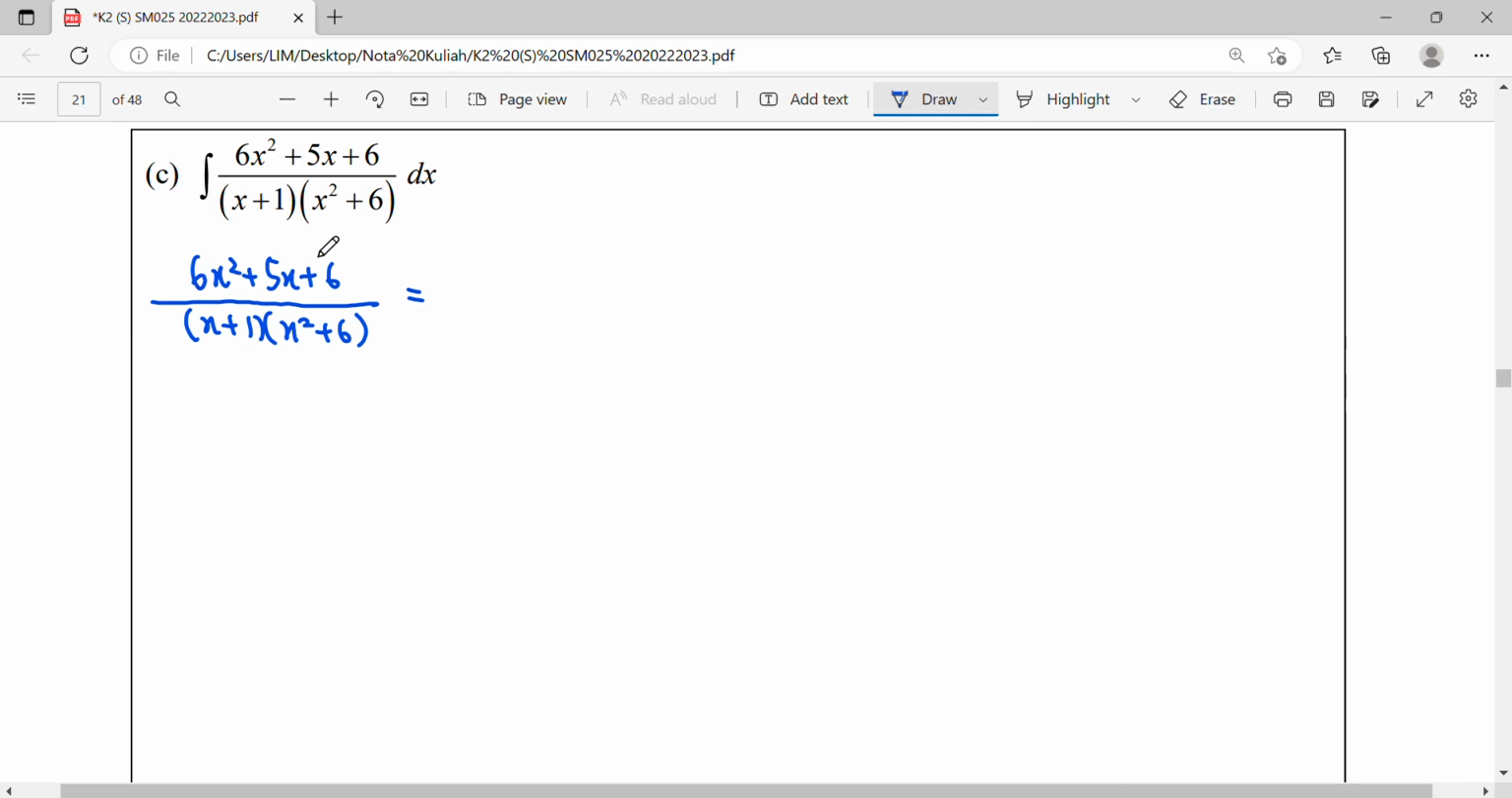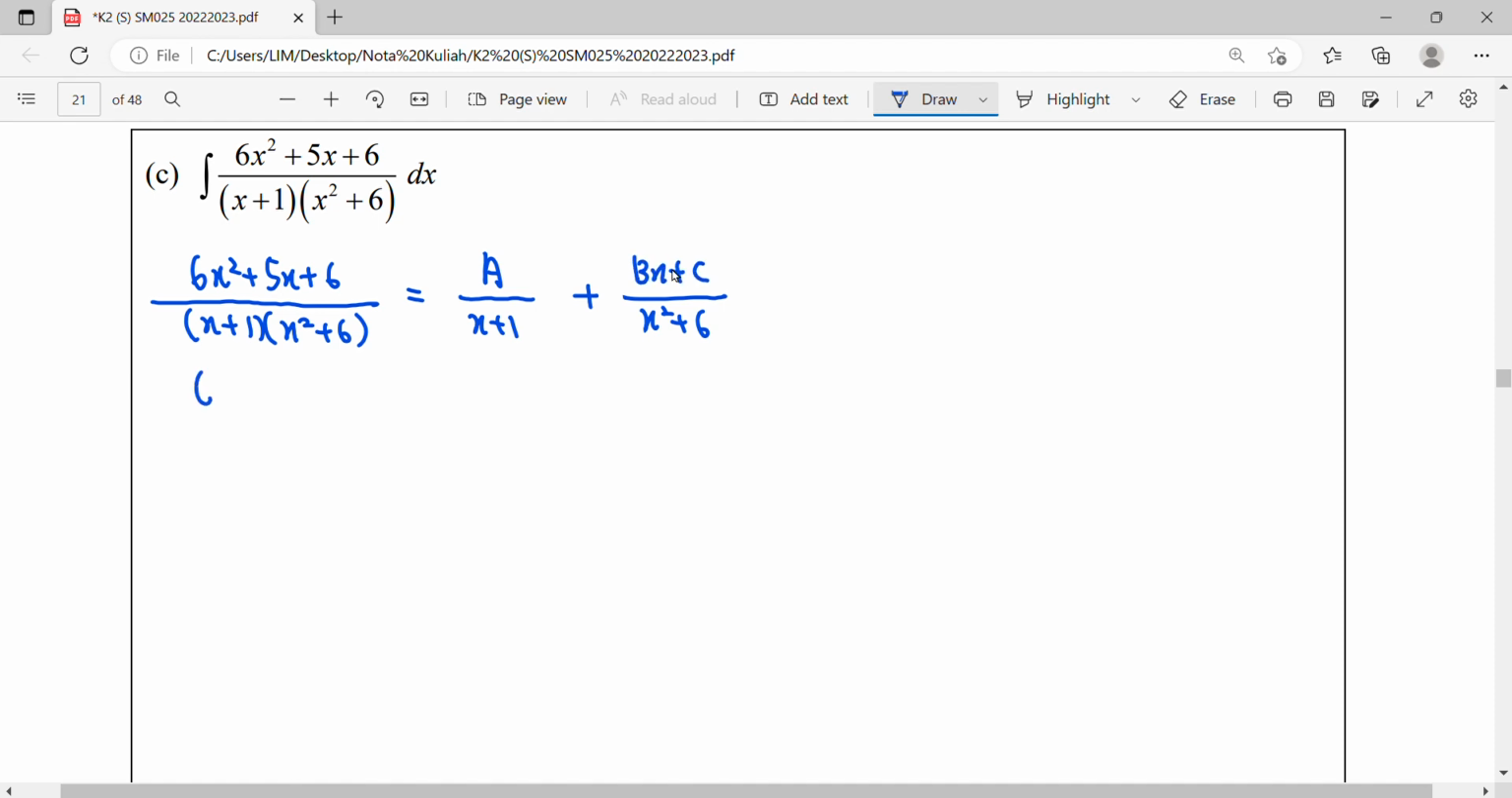To express this fraction into partial fractions, as we can see, this quadratic factor cannot be factorized anymore, so it has to be split into the factor from the quadratic factor. One of the factors is linear, another factor is x squared plus 6. So the linear factor up here will be a constant, the quadratic factor up here will be linear.